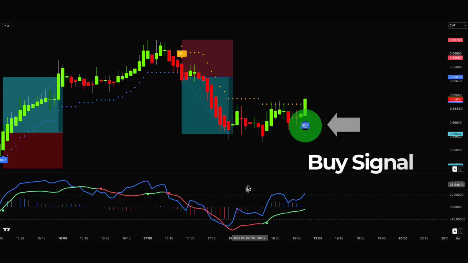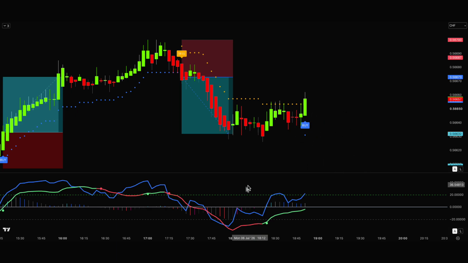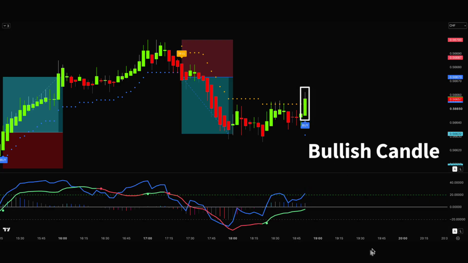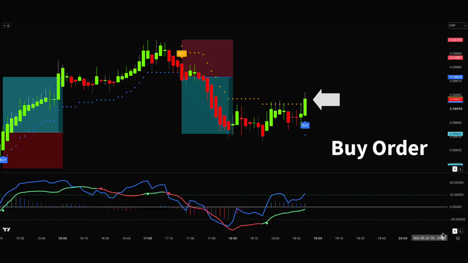Here the Super Trend with buy-sell signals, arrow up of this is buy signal. Here the blue line of volume-weighted RSI is above the red line. Here market has made a bullish candle to give confirmation. So all our conditions are being fulfilled, so we are placing an order to buy.